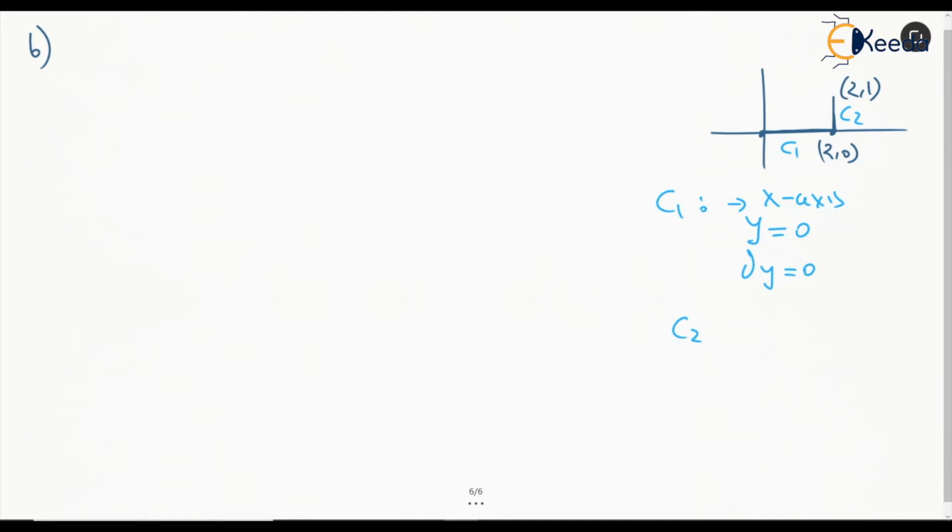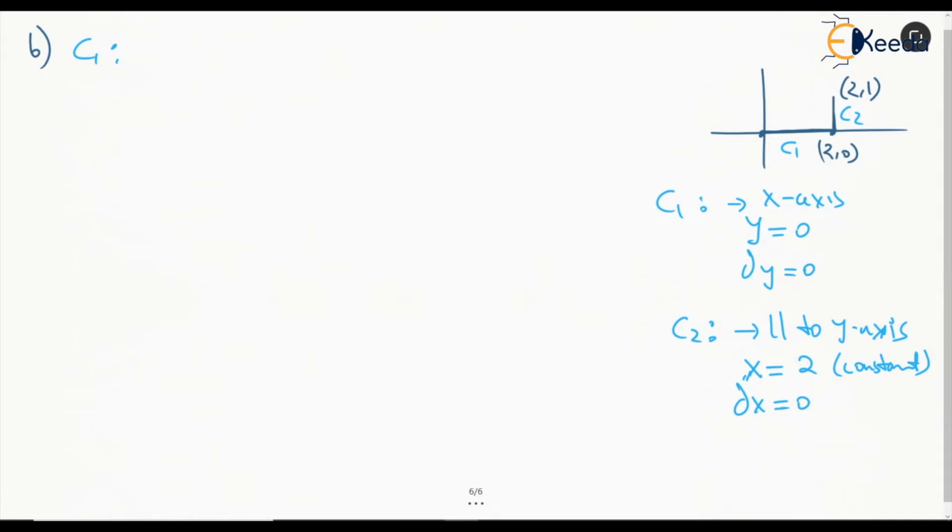Similarly, C2, which is perpendicular to the x axis and parallel to the y axis, I can say this is parallel to the y axis. So in this case x is going to be a constant value, and in this case x is going to be 2, a constant. I'll write a constant. So if it is constant, dx is going to be 0, right? So let's start with C1.